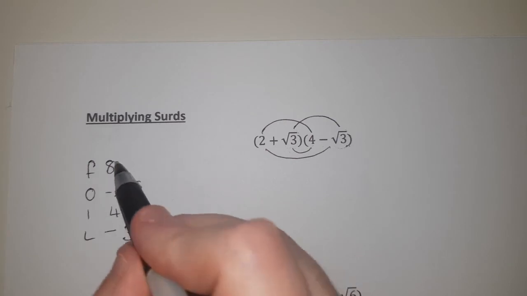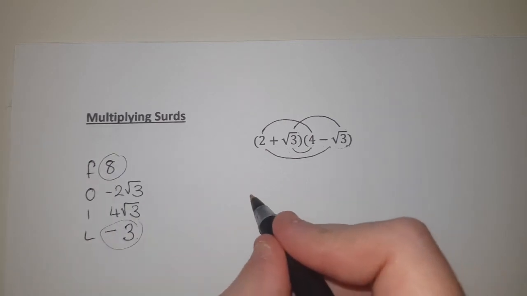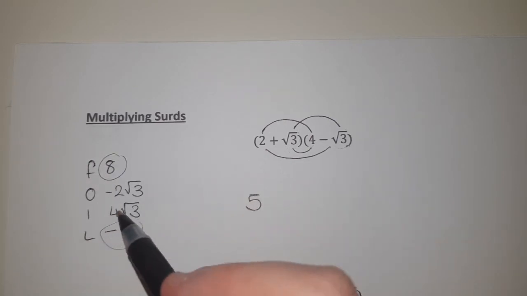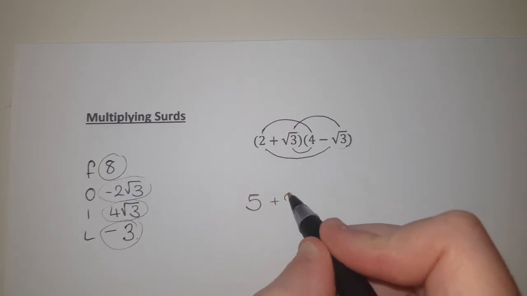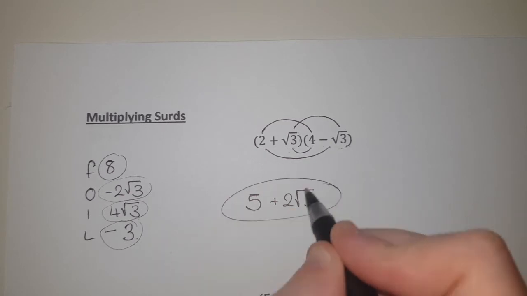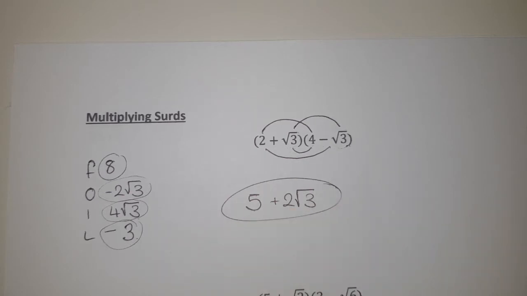And then all I need to do is put together my terms. I've got 8 take away 3 is 5. And then I've got 4 lots of root 3, take away 2 lots of root 3 leaves me with 2 lots of root 3. And that's it. I've simplified my surds.